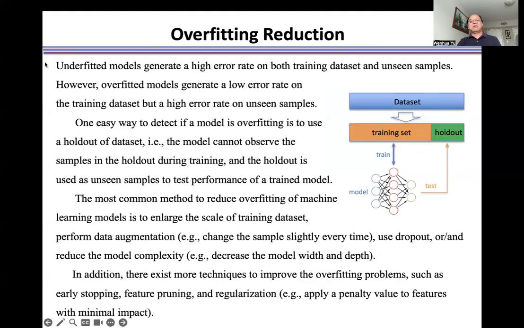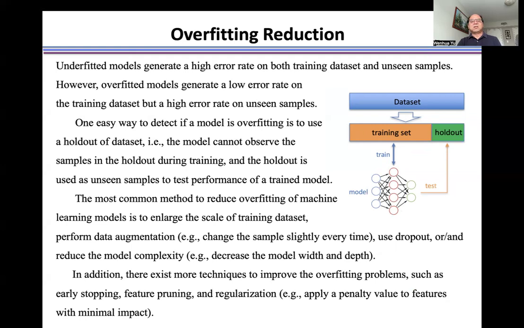Underfitted models generate a high error rate on both the training dataset and unseen samples. However, overfitted models generate a low error rate on the training dataset, but a high error rate on unseen samples.